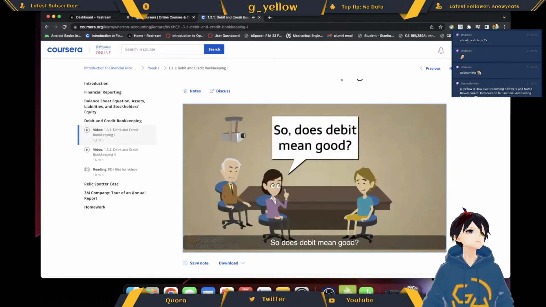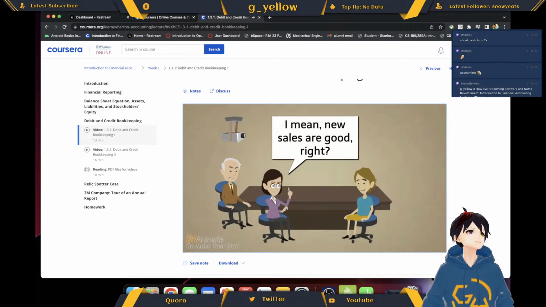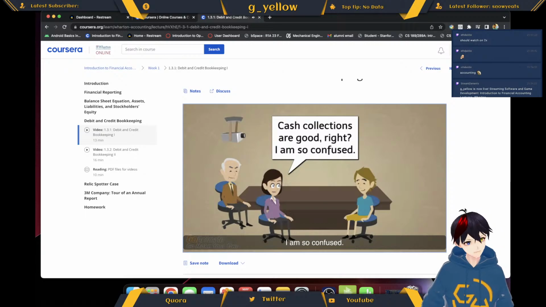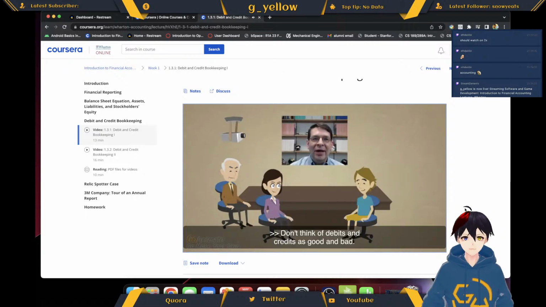So, does debit mean good? I mean, new sales are good, right? Or does credit mean good? Cash collections are good, right? I am so confused. Don't think of debits and credits as good and bad.